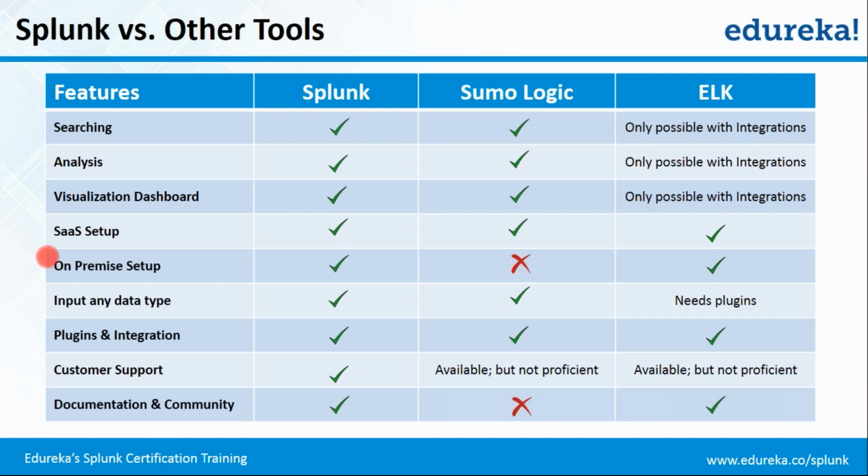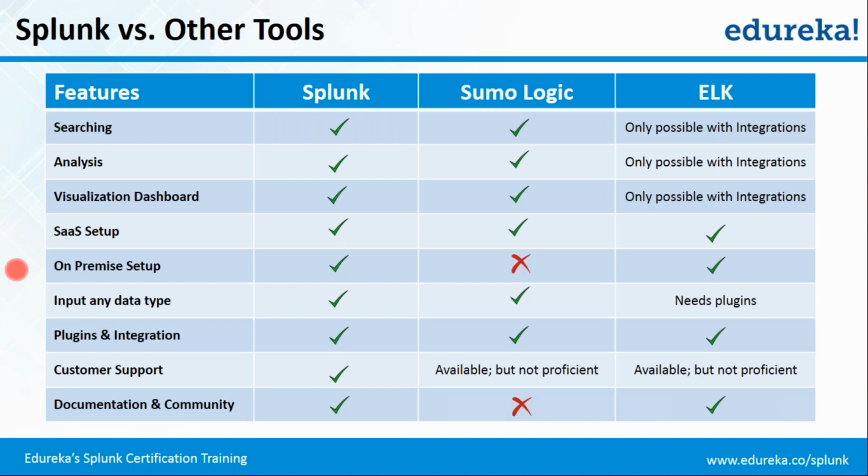Now let's talk about the nature of these tools. Splunk is a proprietary tool which provides both an on-premise and a cloud setup. The difference between an on-premise and a cloud setup lies in where you are storing your data. So if you're going for an on-premise setup, you can go for either Splunk Light or for Splunk Enterprise. But whereas if you're going for a SaaS setup, then you can go for Splunk Cloud. All right.